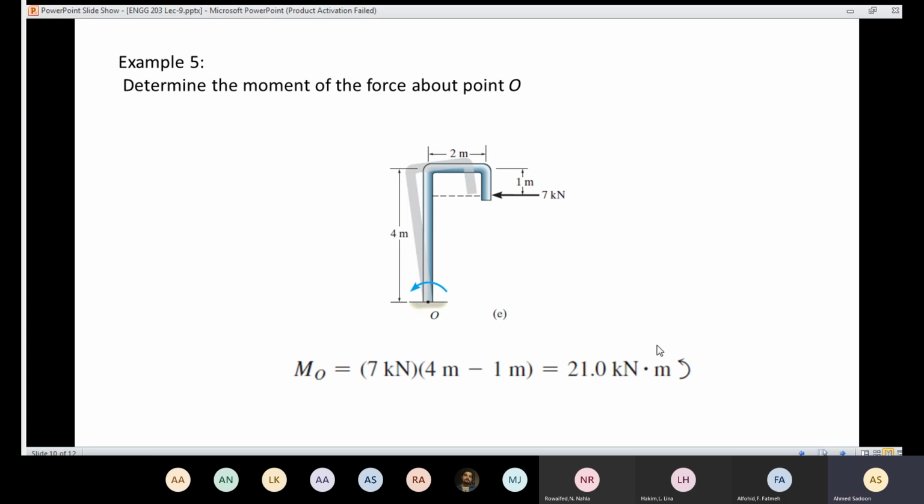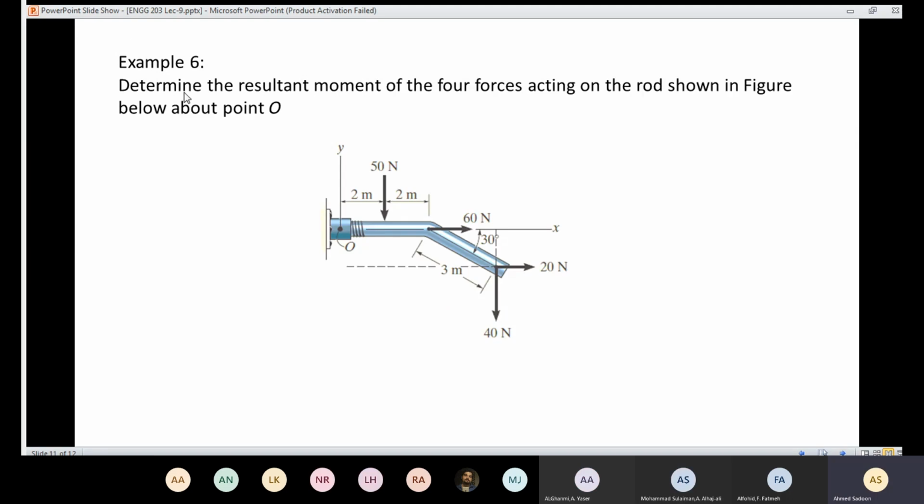So now I'm going to give you the chance to ask about the 5 examples. Which one don't you understand about the 5 examples here? Number 6. So example number 6, here we also want to know the resultant moment about the point O.